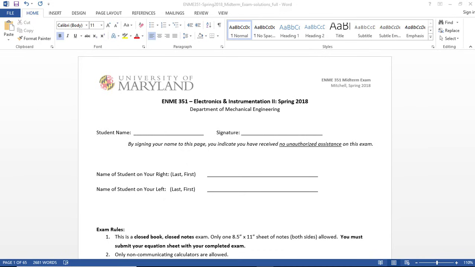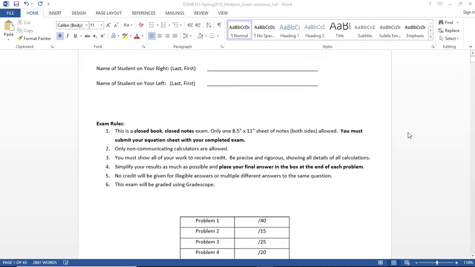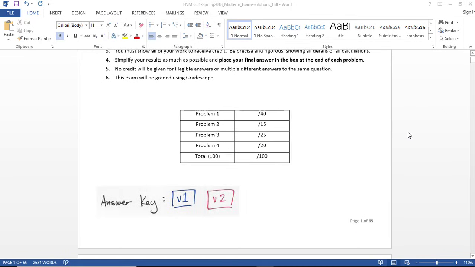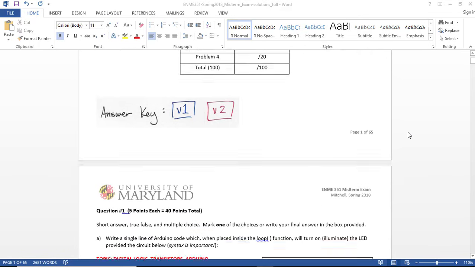For the midterm this semester, there were 2 versions of the exam. There's a version 1 and a version 2. So as a result, the answer key will have the version 1 answers shown in blue or sometimes in a blue box, and the version 2 answers will be in red or a red box. Let's take a look at question 1.